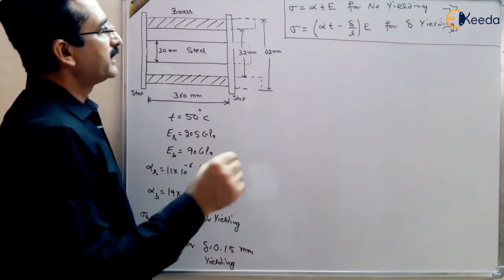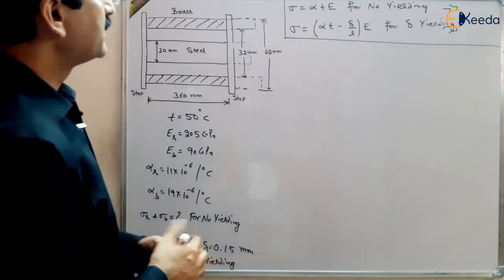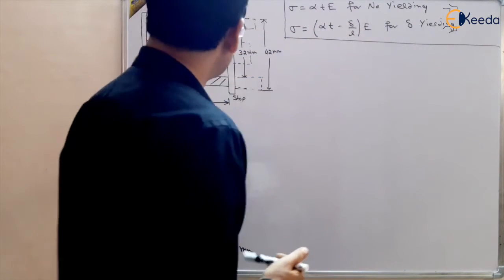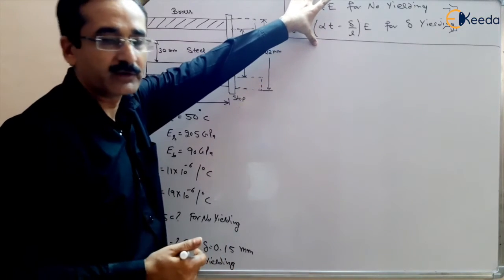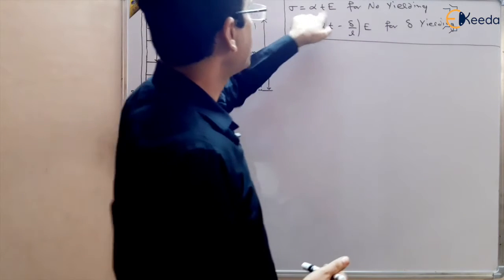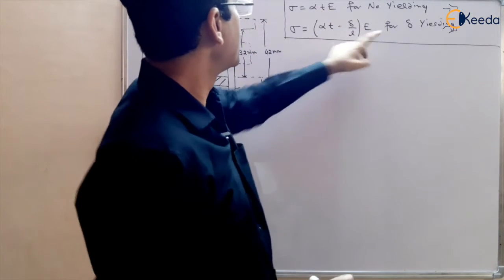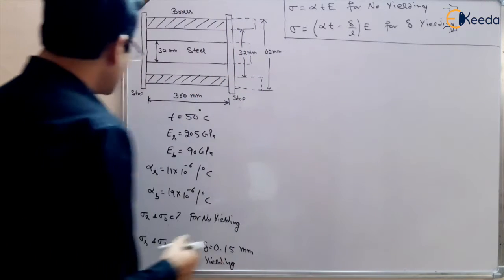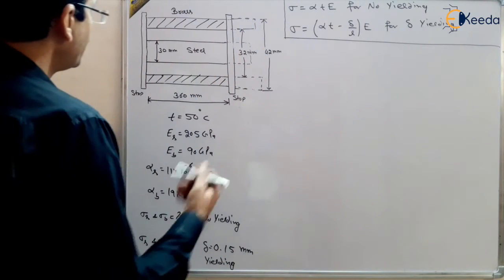So this we have done in our theory lecture, that this is the formula. We are using the formula directly here because we have already derived these formulas in our theory lectures. So when the stress developed for no yielding is alpha T E, and if yielding is there, the stress developed is this, and delta is the yielding, right? So we can solve it now.